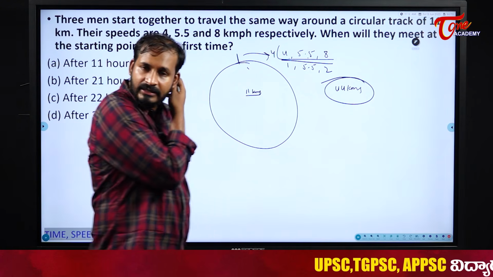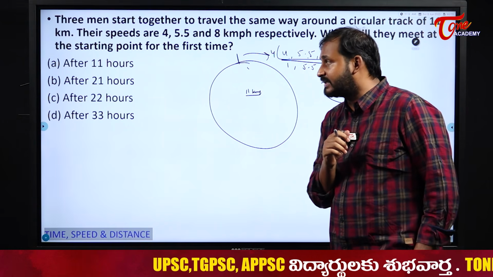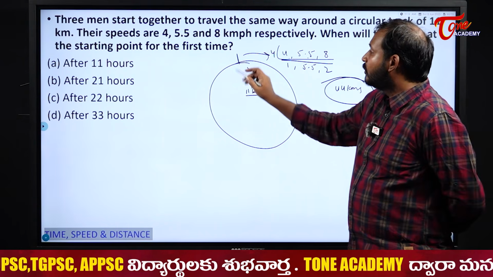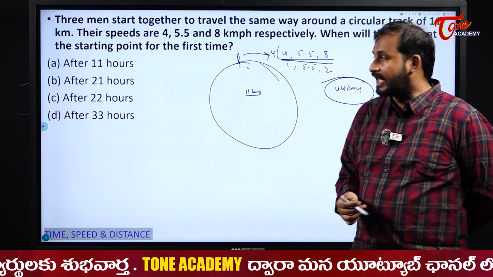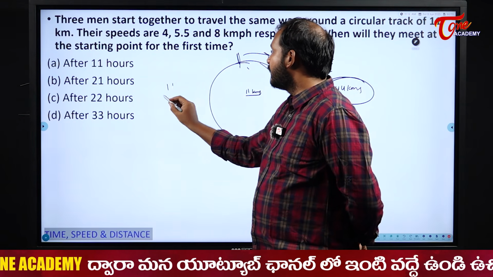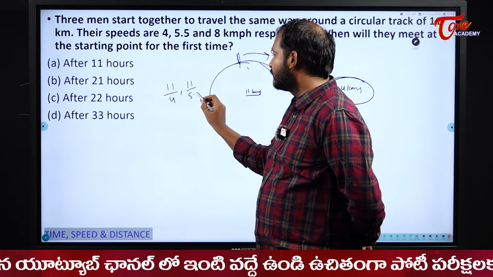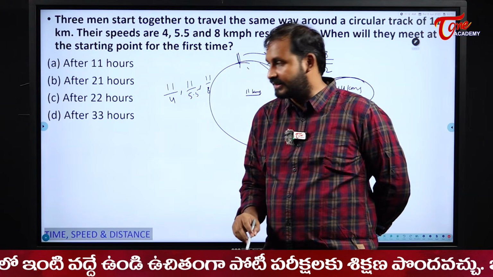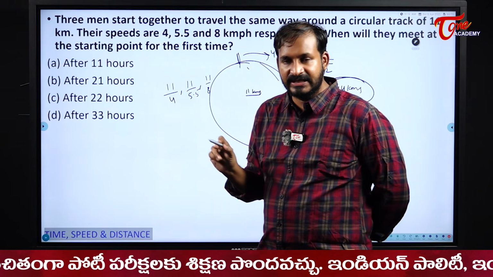Obviously they will meet each other. Now they are asking us for the starting point for the first time. After what time will they all meet at the starting point? Now to finish one round, what is the time taken by them? The first person will take 11 by 4, the second person 11 by 5.5, and the next person 11 by 8. These are the times taken by them. Why? Because time is distance by speed.